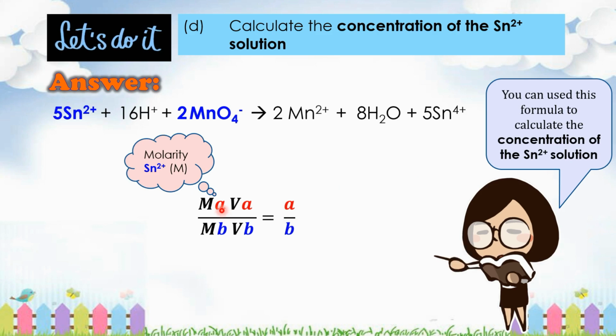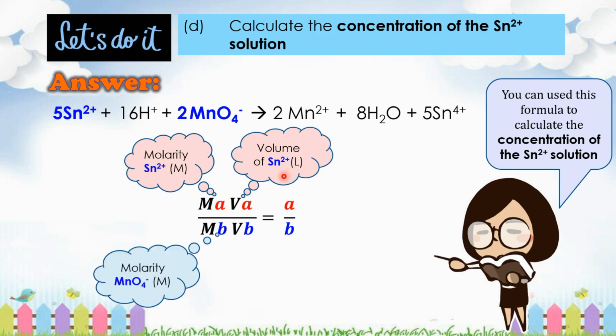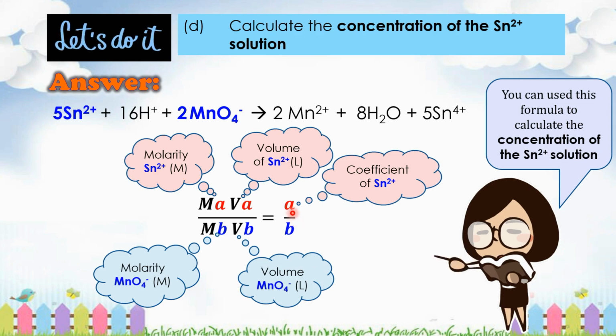MA refers to the molarity of Sn2+ ion that we want to find out. VA refers to the volume of Sn2+, which is given in the question. MB refers to the molarity of MnO4-, also given in the question. VB refers to the volume of MnO4-, also given. A refers to the coefficient of Sn2+, which is 5, and B refers to the coefficient of MnO4-, which is 2.